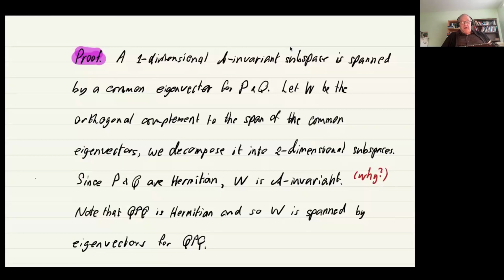Now, there's one more remark which will seem a bit strange at this point, but we just want to notice that this matrix is Hermitian, and positive semi-definite for what it's worth. And so W is spanned by eigenvectors for QPQ. Now, the idea is we want to get two-dimensional invariant subspaces. So we've got to pick our first vector and then construct a second vector to go with it. Our first vector is going to be an eigenvector for QPQ or something related to it. So W is spanned by eigenvectors for this. It's not clear why that should help, but it does.